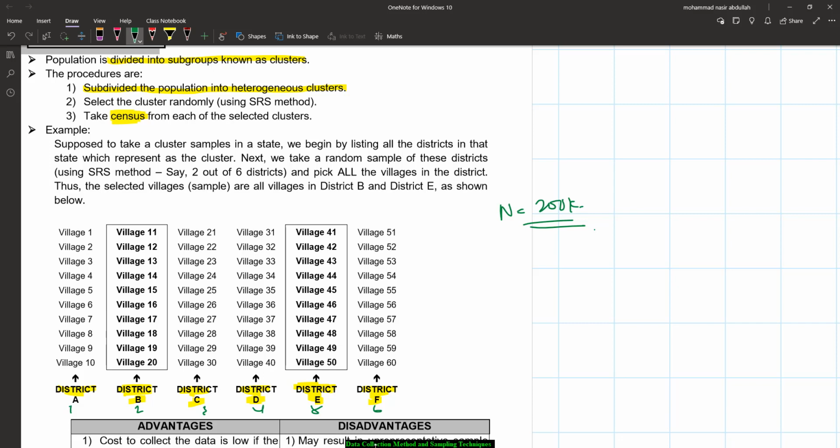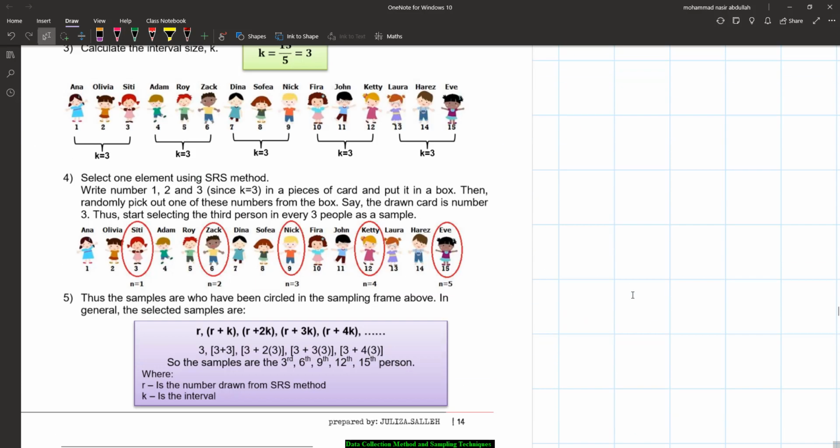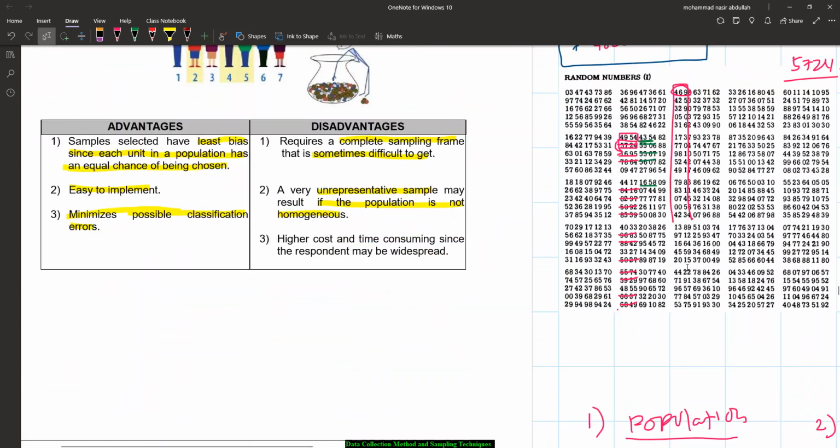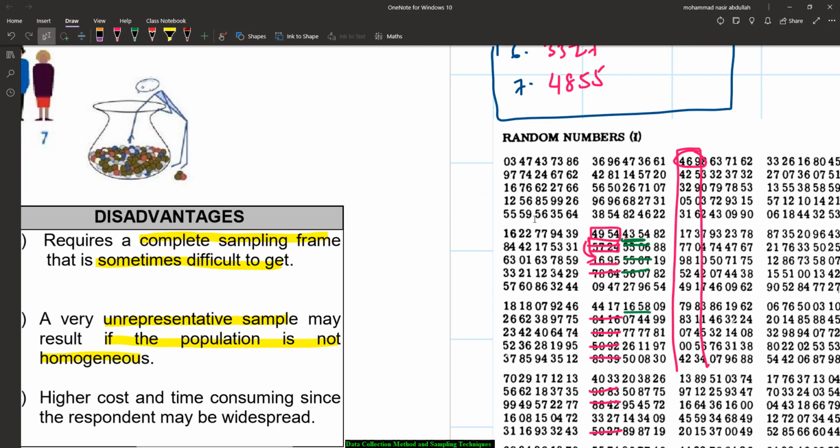So let's say we want to select 2 cluster out of 6, right? So we're going to use a random number table. So random number table kita tak ambil satu lah. Let's say since dia ada 6 saja kan, 6 maksudnya single digit. So let's say kita boleh mula the first one lah, right?